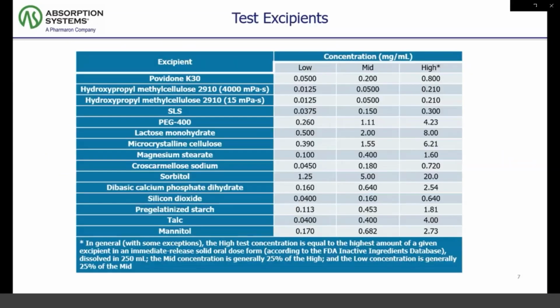These are the 15 excipients that we tested and the 3 concentrations of each. In general, with a few exceptions, the high test concentration is equal to the highest amount of a given excipient in an immediate release solid oral dose form dissolved in 250 ml, and the amounts come from the FDA's inactive ingredients database. The mid concentration is generally 25% of the high, and the low concentration is generally 25% of the mid.